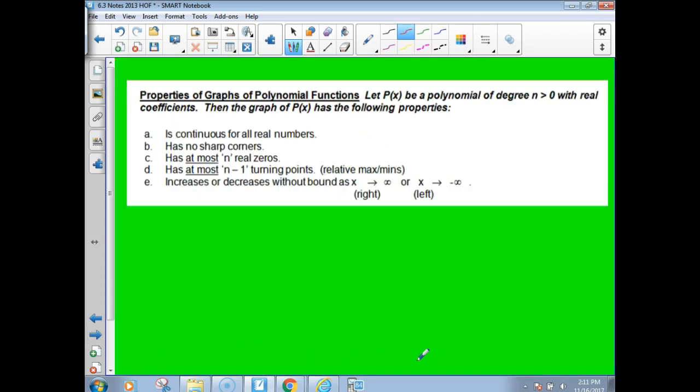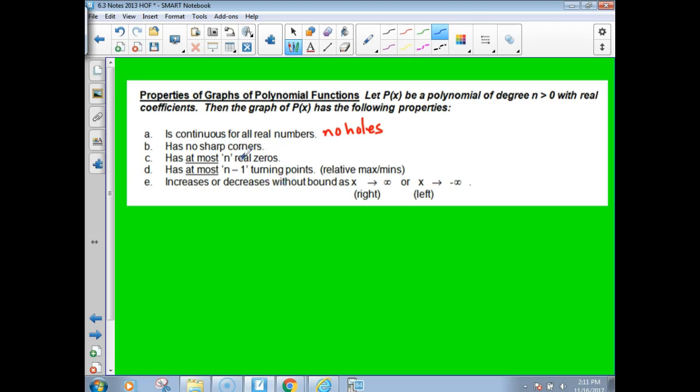Now, properties of the graphs of polynomial functions. Let p of x be a polynomial of degree n greater than 0. Okay, remember it has to be bigger than 0. All right. With real coefficients. Then the graph of p of x has the following properties. You will need to know these properties. It's continuous. All that means is that it's smooth, doesn't have any holes, no holes. All right. It has no sharp corners, so it won't be something like a V.